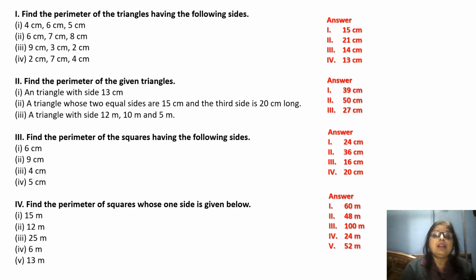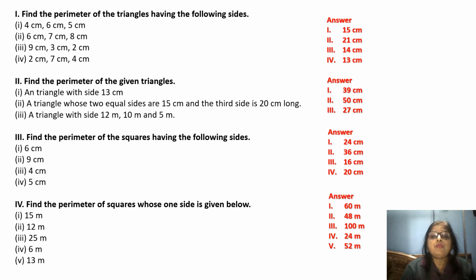Next one, a triangle with sides 12 meter, 10 meter and 5 meter. You draw the triangle, write down the measurements and find out the perimeter. The answer is given on the side.